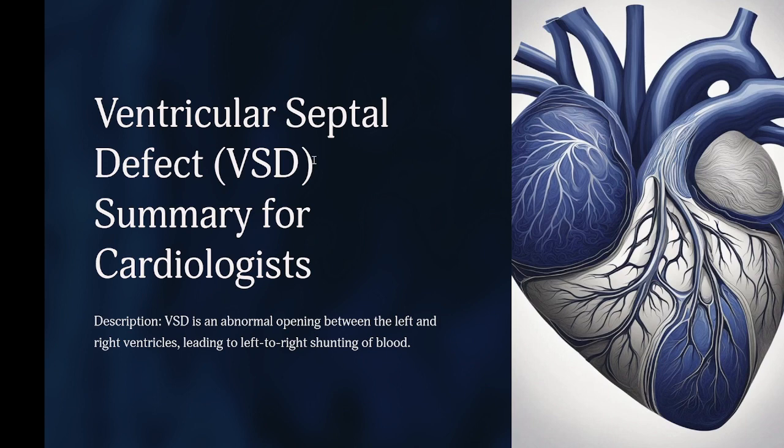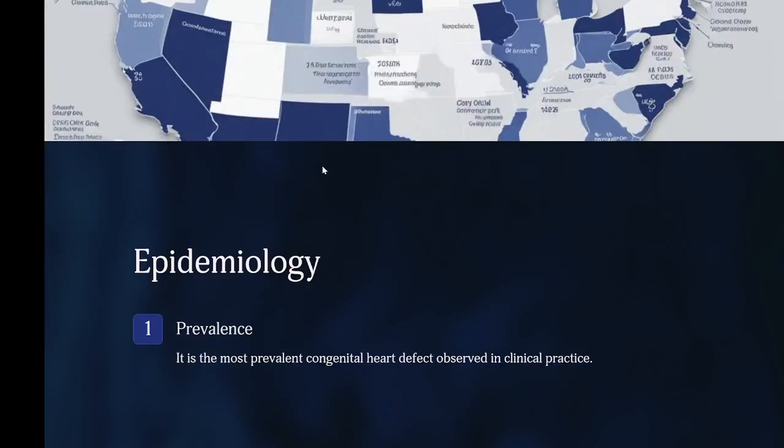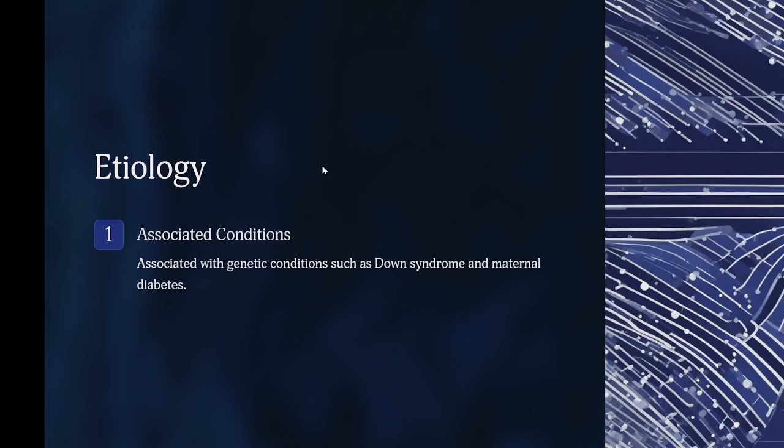Ventricular septal defect, VSD, summary for cardiologists. Description: VSD is an abnormal opening between the left and right ventricles, leading to left to right shunting of blood. Epidemiology: it is the most prevalent congenital heart defect observed in clinical practice. Etiology: associated with genetic conditions such as Down syndrome and maternal diabetes.